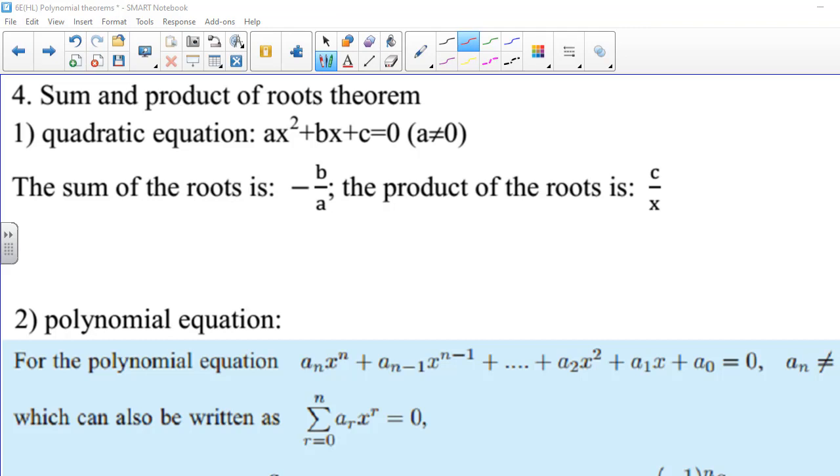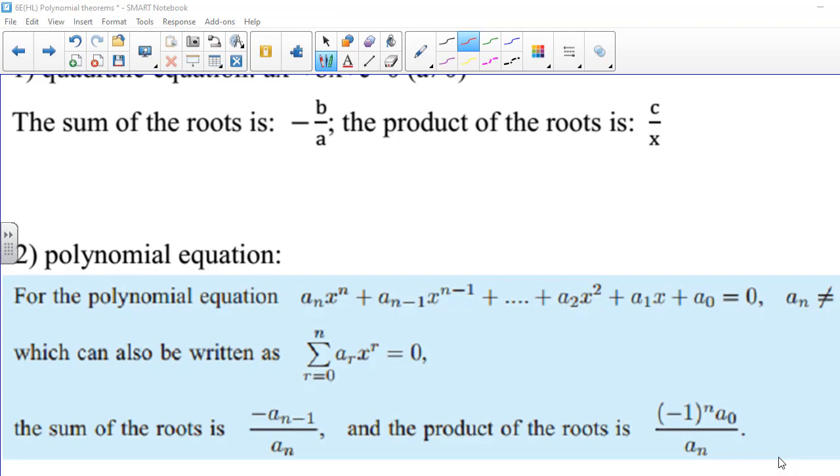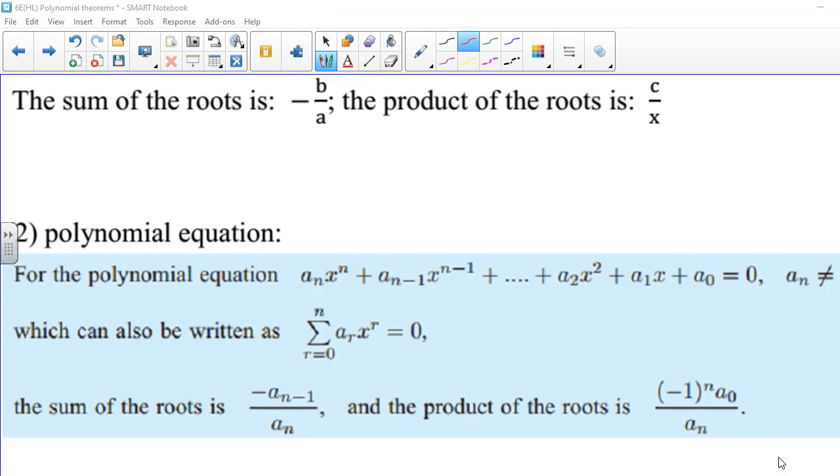So right now, we can generalize this theorem to any polynomial equation with the real coefficients. For the polynomial equation, in the standard form, an x to the power of n plus an minus 1 x to the power of n minus 1, all the way down to a2x squared plus a1x plus a0 equals 0, an cannot be 0. Otherwise, the highest degree n will disappear. So remember, your an is the coefficient of the highest degree. An minus 1 is the coefficient of the second highest degree of this polynomial equation.